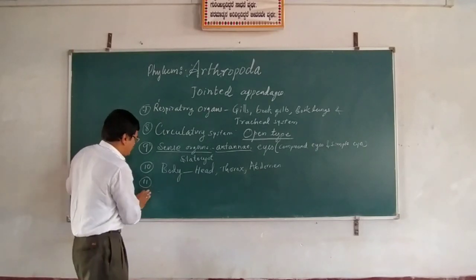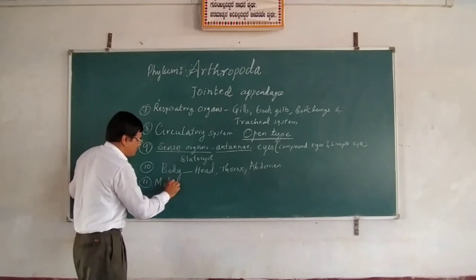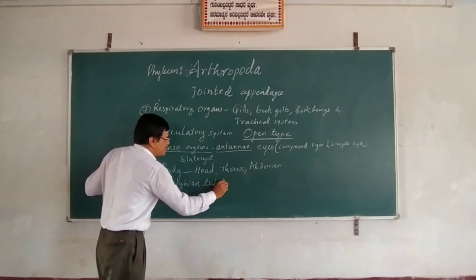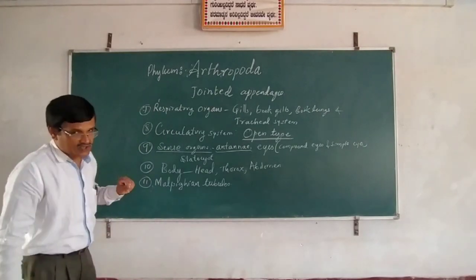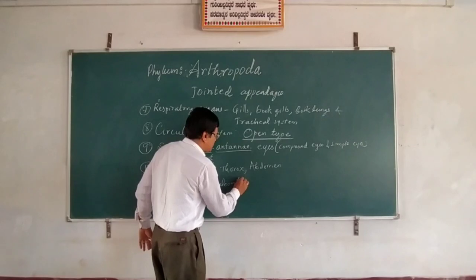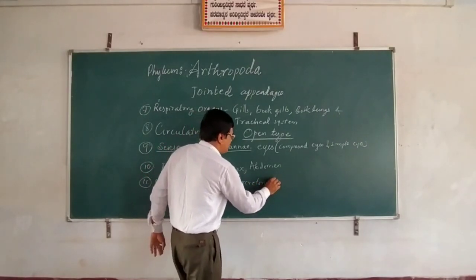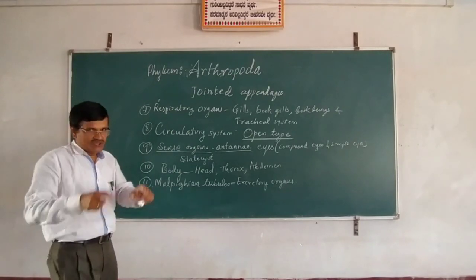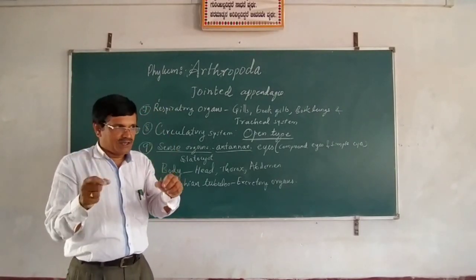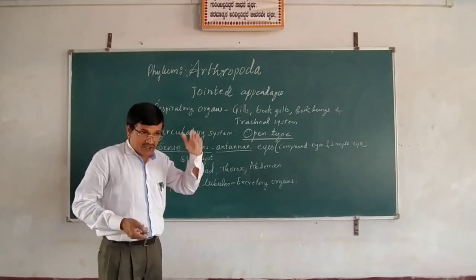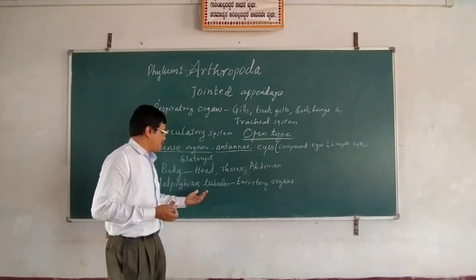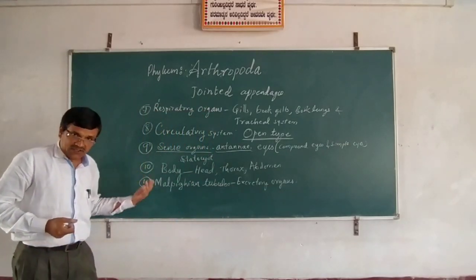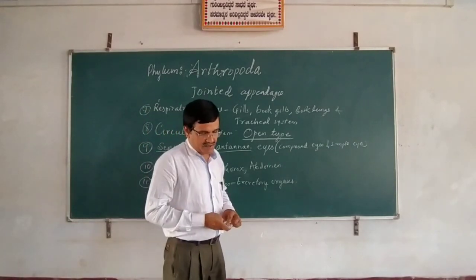Then Malpighian tubules and coxal glands are the excretory organs. Malpighian tubules are yellowish, minute hair-like tubules found attached to the digestive system in cockroach, for example. They are involved in the removal of nitrogenous excretory substances.